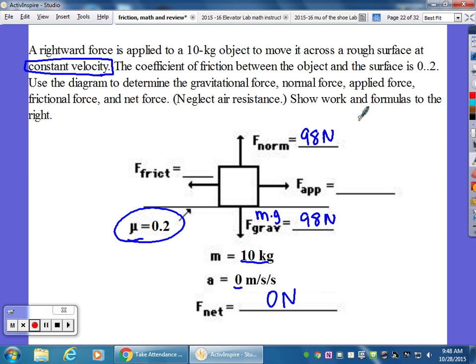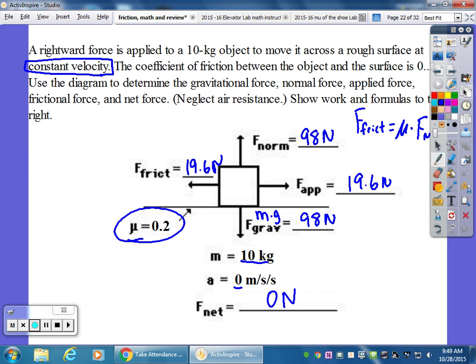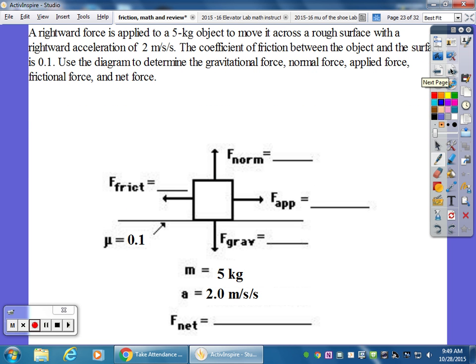Now in terms of our applied force and our friction force, it does not give us either of these, but it does give us this coefficient of friction. We now have a formula that says if we want to solve for friction force, and we're given the coefficient and the normal, we can take the mu, multiply it times the force normal, and that will give us our friction force. So in this case, it'll be 98 times 0.2, and I believe that's going to give us 19.6. And as a result of the net force being 0, that makes the applied force also 19.6 newtons. And so there you go, just like that. Number 2 is done.